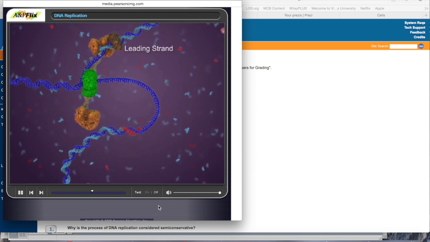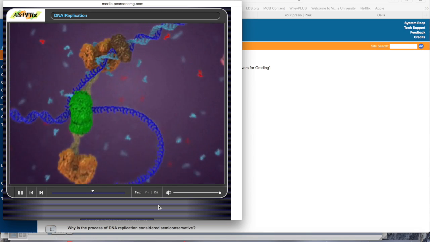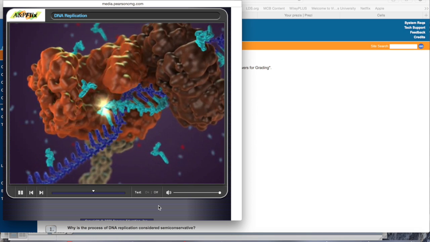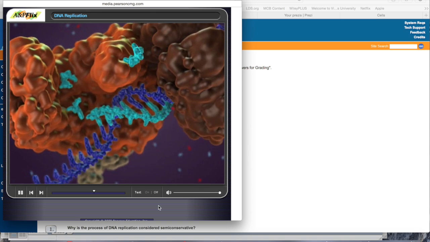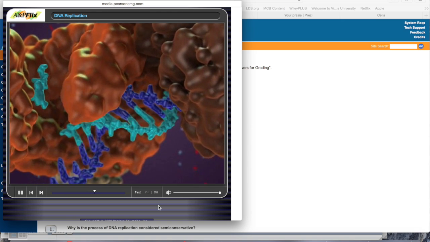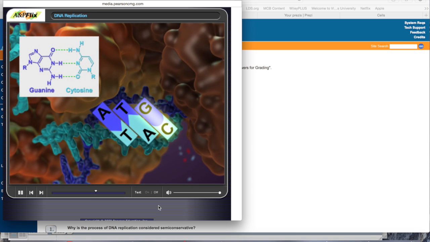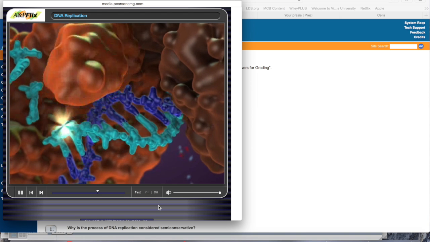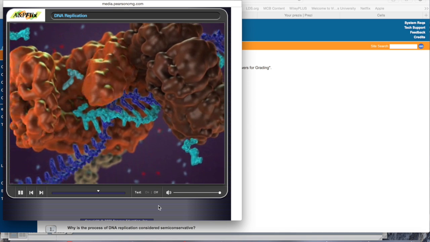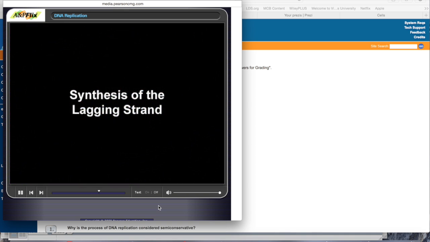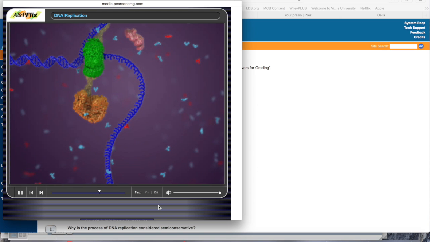First, let's focus on the leading strand. DNA polymerase III builds a new strand of DNA by adding DNA nucleotides one at a time. Each new nucleotide must pair up with its complementary nucleotide on the parental strand. Adding new nucleotides works the same way on both the leading and lagging strands. Because of the opposite orientation, replication of the lagging strand is more complicated.